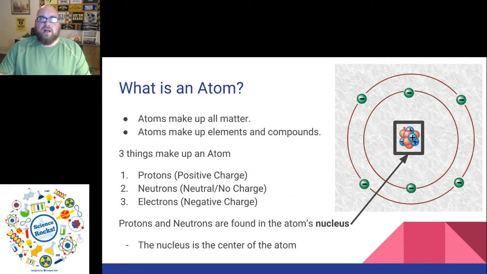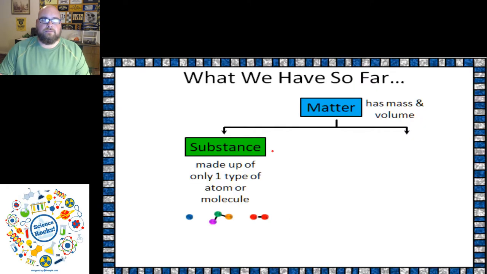Around the nucleus, we have the third particle. The third particle are the negatively charged electrons. These orbit around the nucleus, similar to how our planets in our solar system revolve and orbit around the sun. So those are the 3 parts of an atom that we need to know about, and their electrical charge.